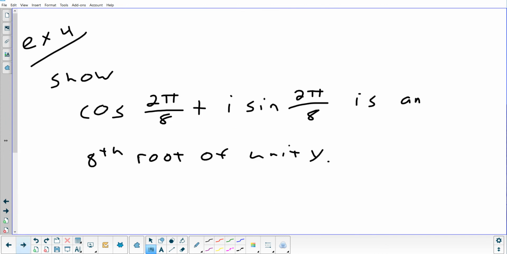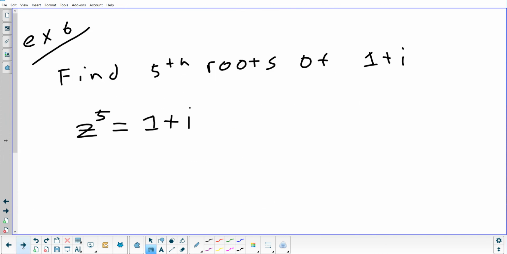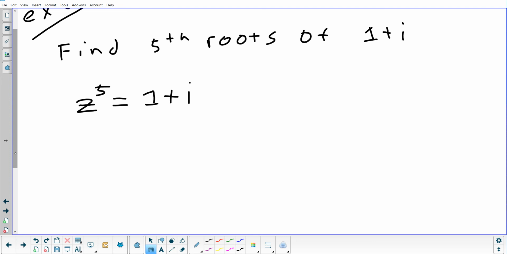All right, let's do this one. Fifth roots. So not too bad, a little bit more than you probably have on a test, but it's still a good example to look at.